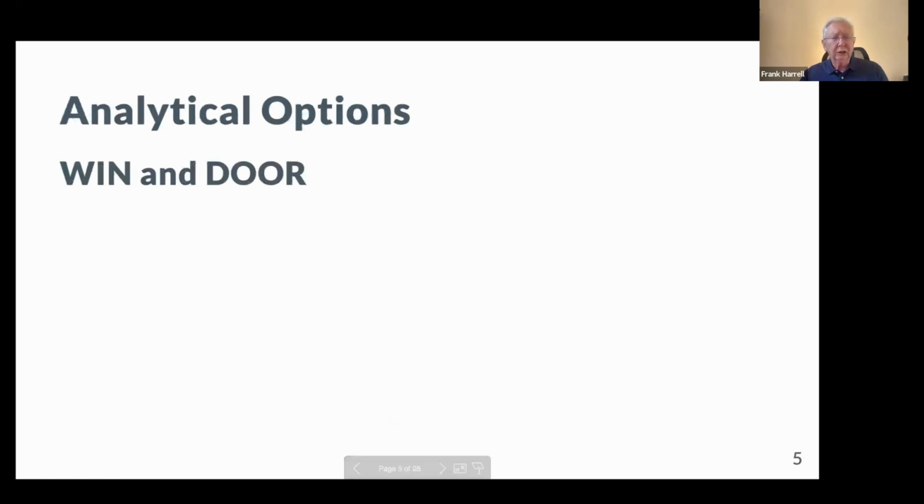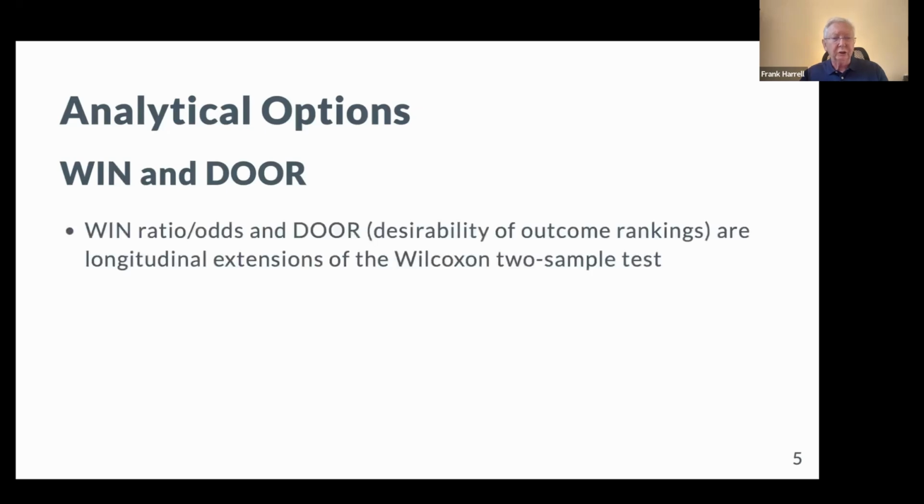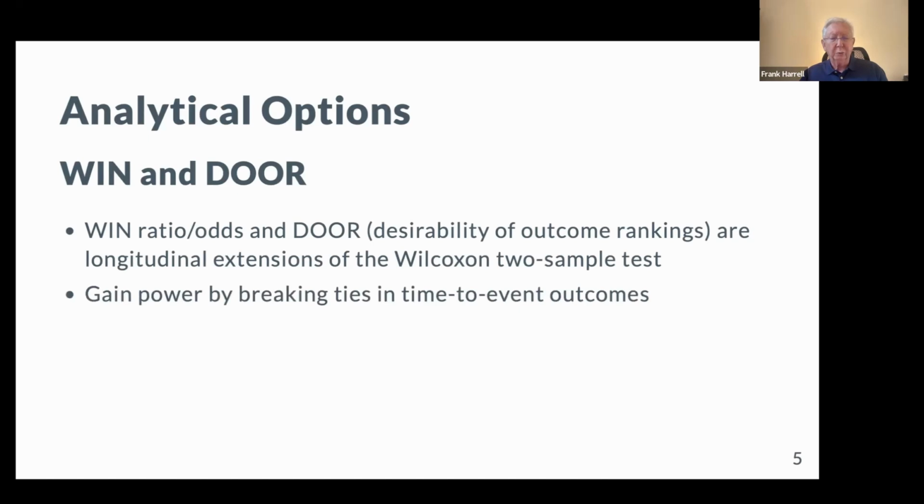Now, there are some analytical options that have been gaining traction in the last few years. There's a win ratio and win odds, and now there's a new method of win time, and there's desirability of outcome rankings. And these are longitudinal extensions of the Wilcoxon two-sample test. So we're seeing those used more and more, especially the win ratio and win odds. And they gain power by breaking ties in a time to event outcome.